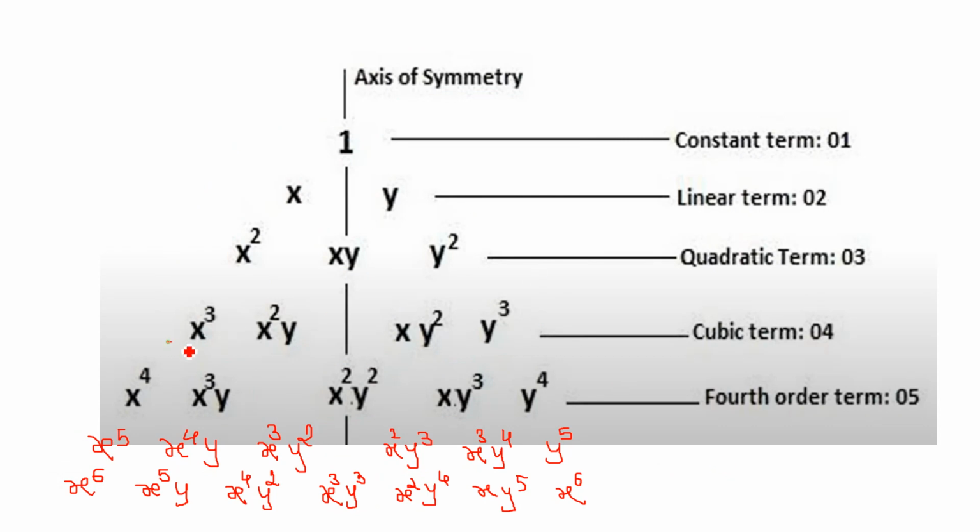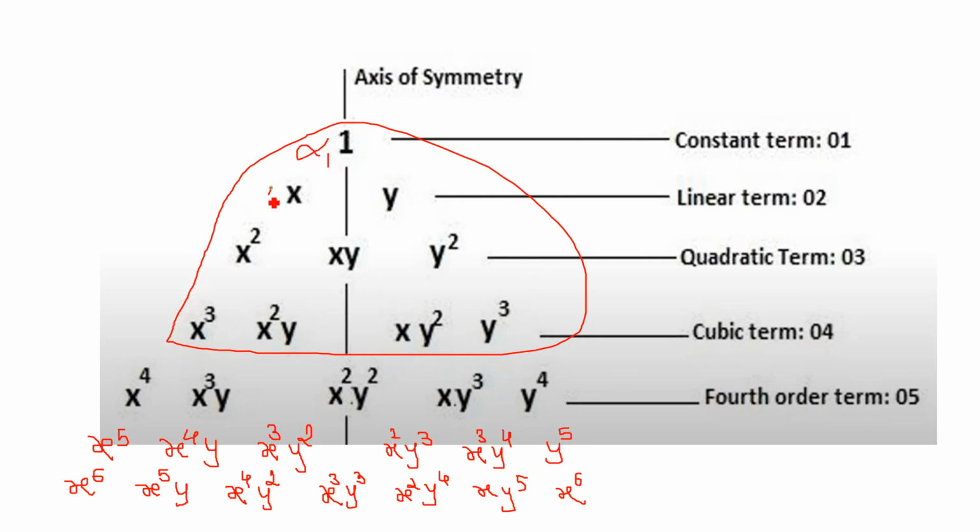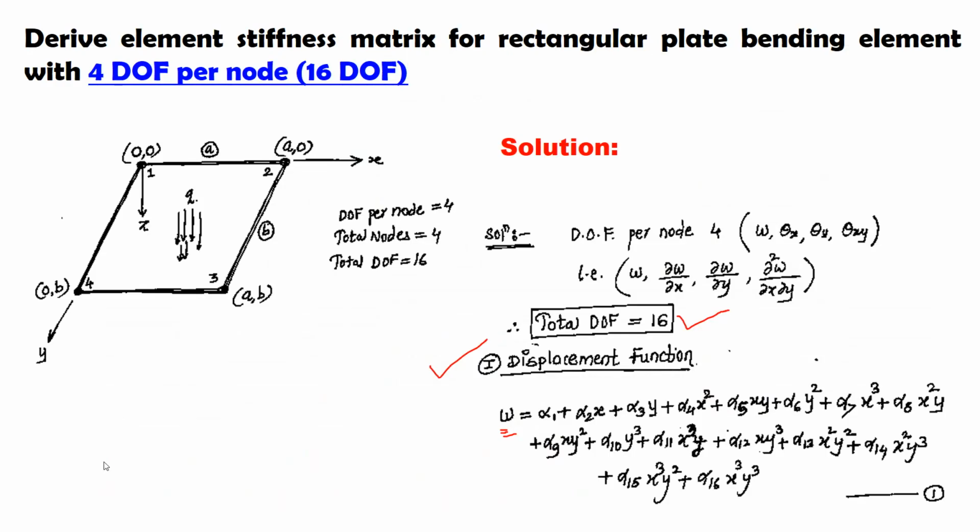I repeat again, these 10 multiply by alpha 1, alpha 2, generalized coordinates up to alpha 10 here. Then alpha 11, this x cube y, alpha 12, x square y square, alpha 13, x y cube, then alpha 14, x cube y square, then alpha 15, x square y cube, and alpha 16, x cube y cube. So like this we have to write down the polynomial of deflection.